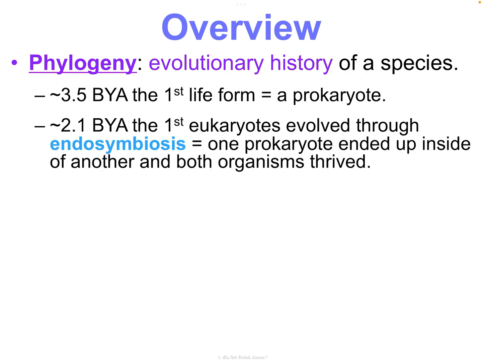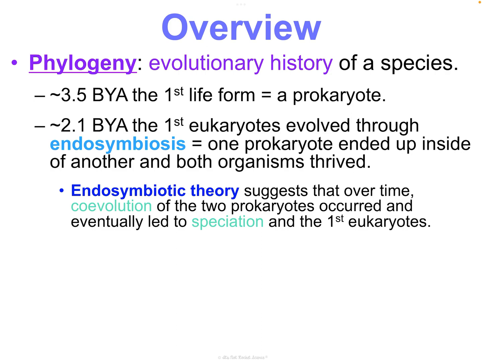And it took a while, till about 2.1 billion years ago, for the first eukaryote to evolve through something called endosymbiosis, where one prokaryote ended up inside of another, and both organisms then were able to thrive and to live and reproduce. Endosymbiotic theory suggests that over time, coevolution of two prokaryotes occurred and eventually led to speciation, or the creation of a new species, and that's what created the very first eukaryote. This is a theory. It's highly supported with evidence, and most scientists agree with it, but it's never going to be proven because nobody was there to say yes or no to this.